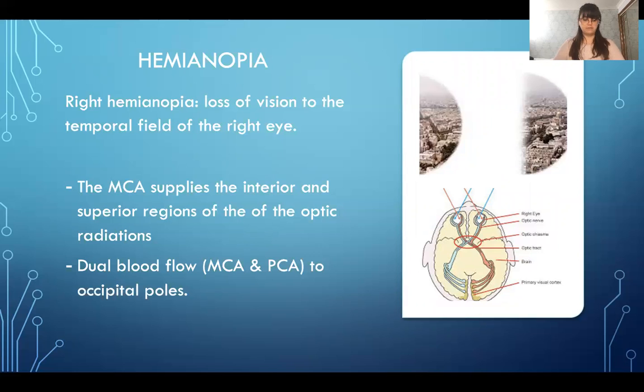The branches of the MCA provide oxygenated blood to the inferior and superior regions of the optic radiations, which terminate in the occipital cortex, to which the MCA and PCA work together to oxygenate the occipital pole. Due to the dual blood flow, if one artery is obstructed, in this case the MCA, the PCA can account for half the vision field due to the crossover of optic nerves in the chiasm. If the obstruction occurs within the left radiation, it results in neuronal death, hence triggering an ischemic cascade.